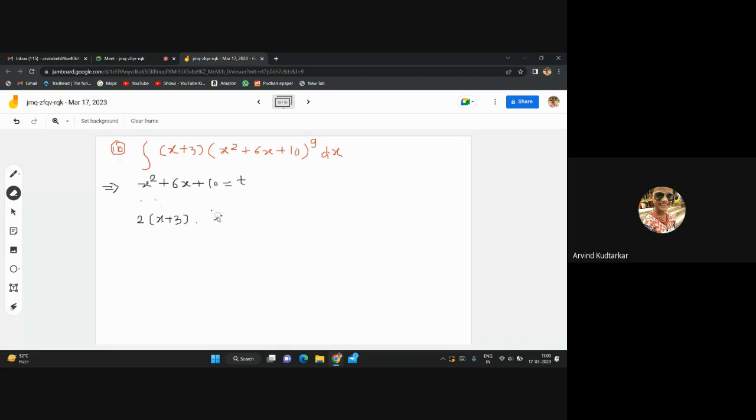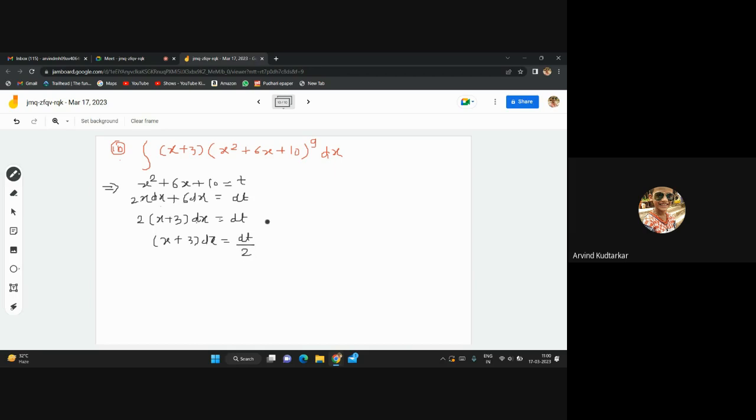So for x square, the differential is 2x into dx plus 6 into dx, that is equal to dt. But between them, what is common? dx is common as well as 2. So you write 2 as a common factor on the left and dx on the right, into dx, that is equal to dt. So x plus 3 into dx is equal to dt upon 2.